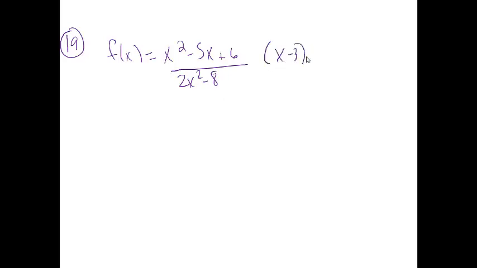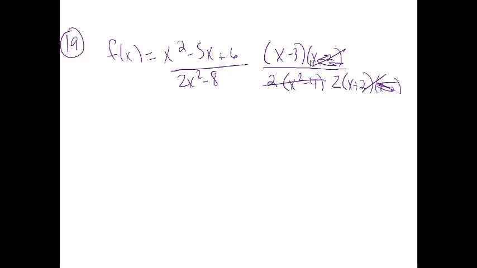Okay, problem 19. It asked me to find vertical and horizontal asymptotes and to explain why. We've got f(x) equals (x² - 5x + 6) all over (2x² - 8). I know for vertical asymptotes, I'm looking for non-removable discontinuities. So let's factor: (x - 3)(x - 2) all over 2(x² - 4), which reduces to 2(x + 2)(x - 2). I notice that my x - 2's cancel out.